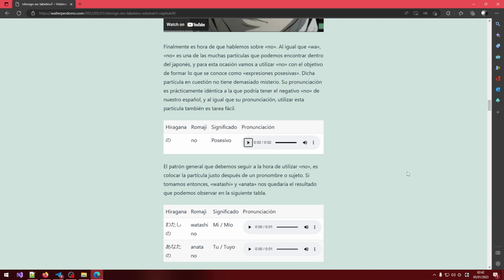Defining this particle is kind of difficult as usual. But let's say it is a possession marker, or maybe a possession particle, and it basically means that whenever this particle is to the right of any noun, everything after this no will be possessed by the noun on the left. So let's take a look at the following examples.